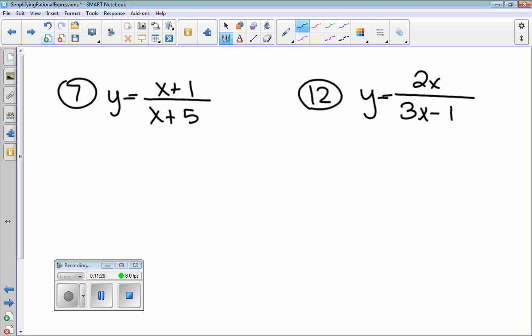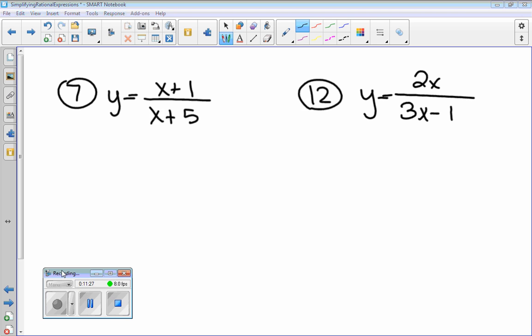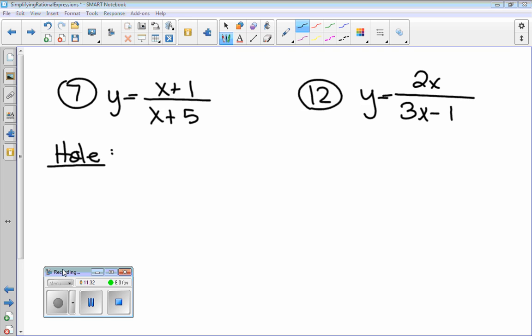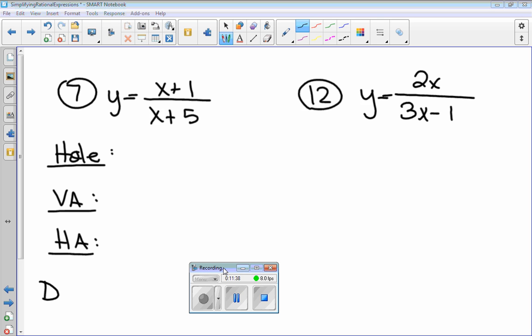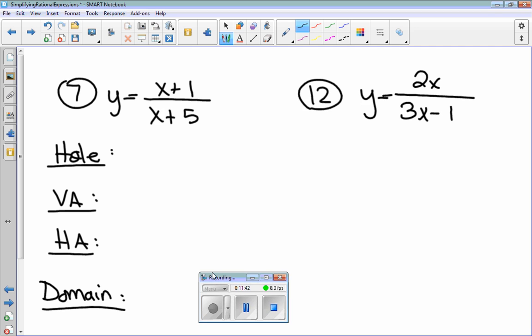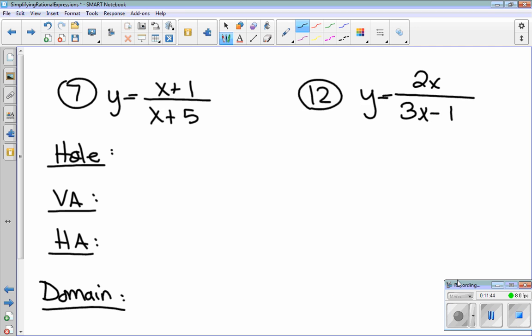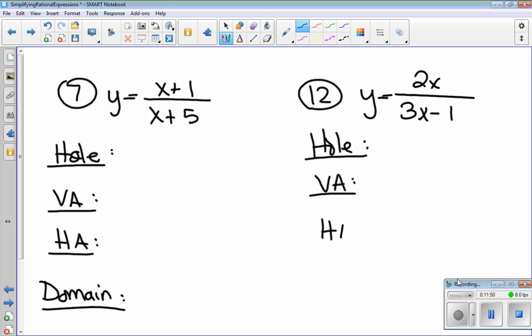Let's go ahead and, just for practice and not graph them, check for holes, vertical asymptote, horizontal asymptotes, and we'll go ahead and write the domain just for practice. So we'll do holes, VA, HA, and domain.